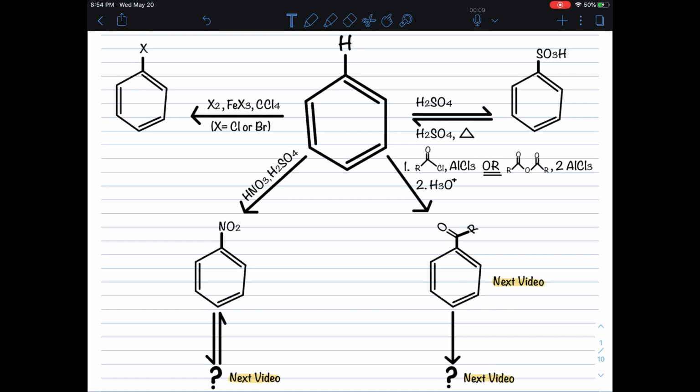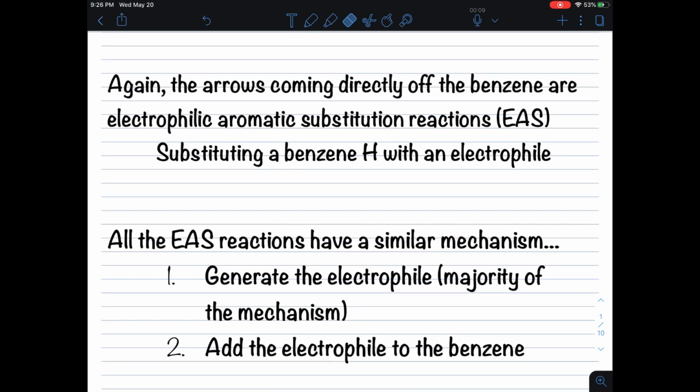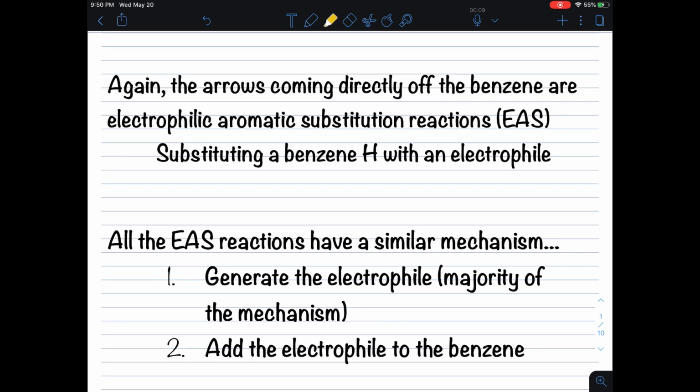Now, the focus of today's video is on the reactions coming directly off the benzene. And these reactions fall under a category called electrophilic aromatic substitution reactions, or shortened as EAS reactions. And in these types of reactions, we're going to substitute a hydrogen on the benzene for an electrophile. So just to reiterate, those arrows coming directly off the benzene are representing EAS reactions. And again, in these types of reactions, we're going to substitute a benzene hydrogen with an electrophile.